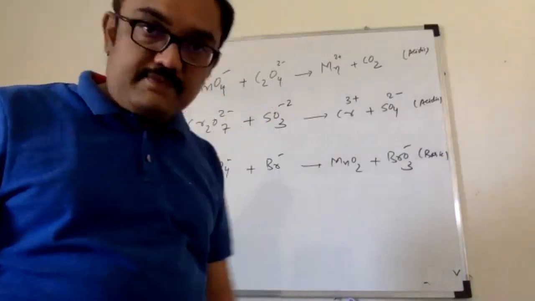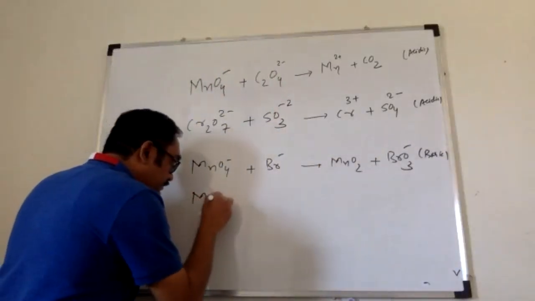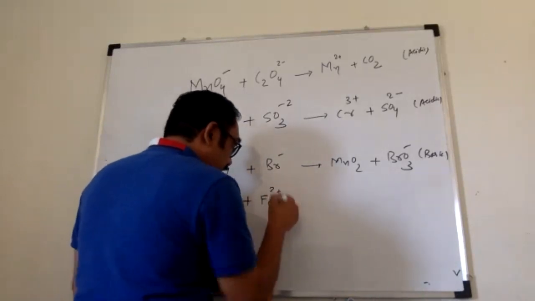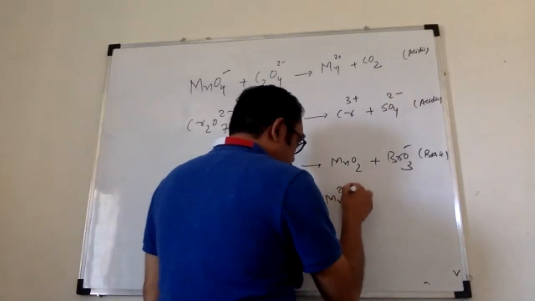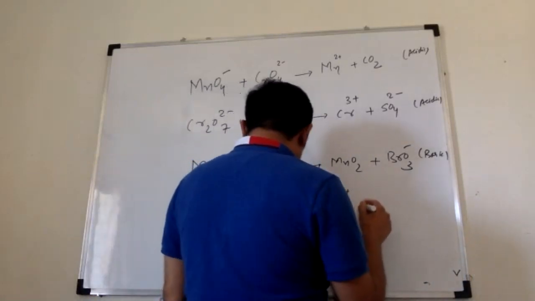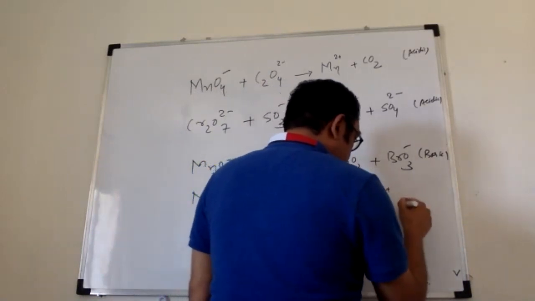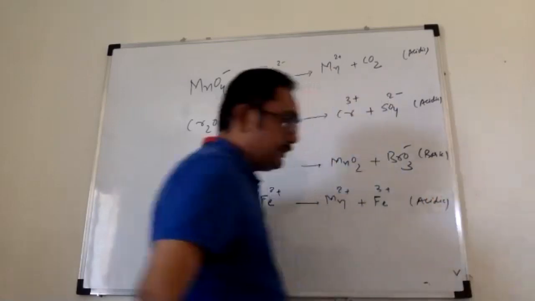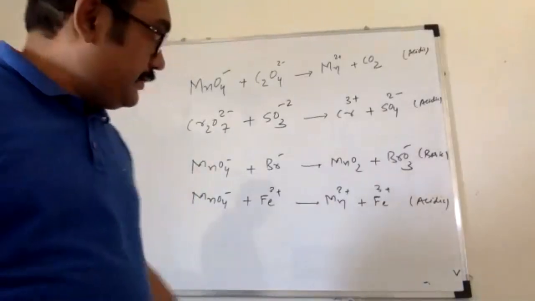And write down the last one. MnO4- plus Fe2+ gives Mn2+ and Fe3+. The medium is acidic.